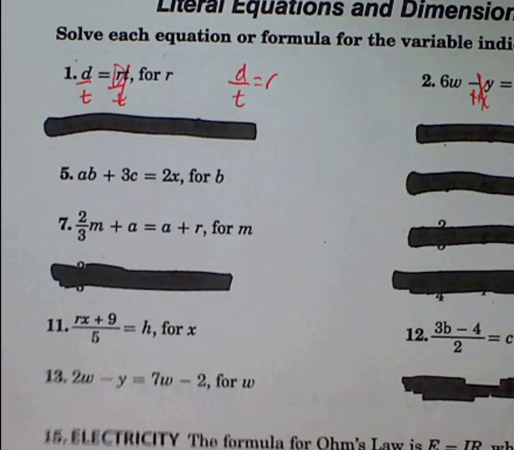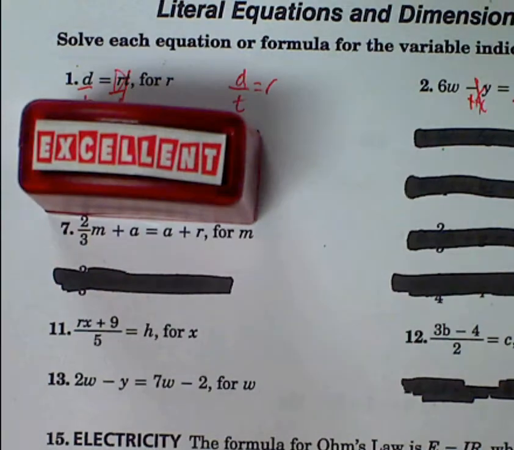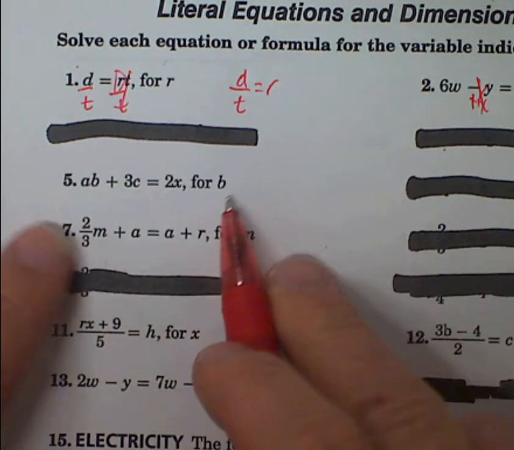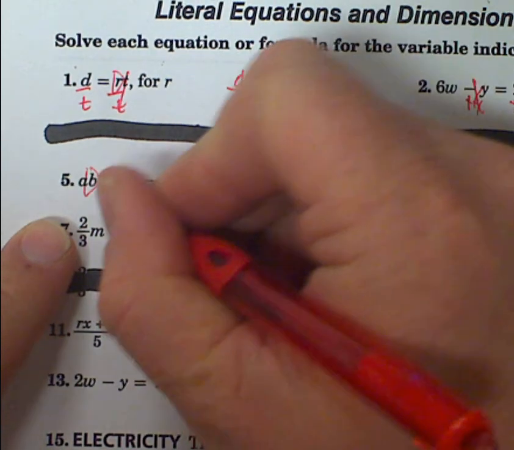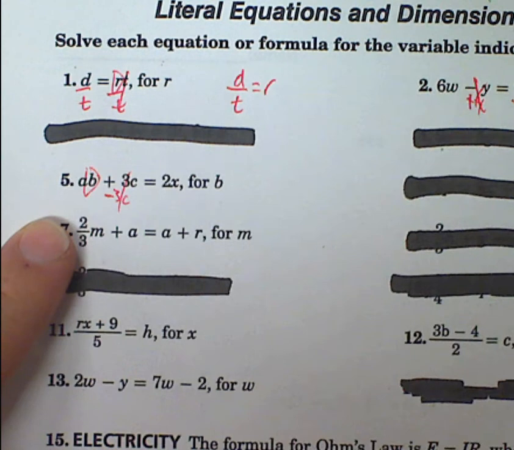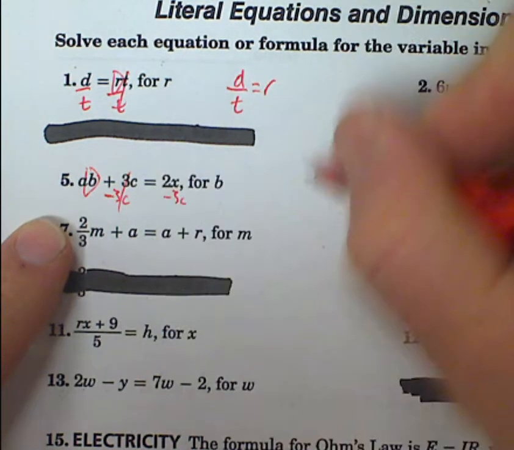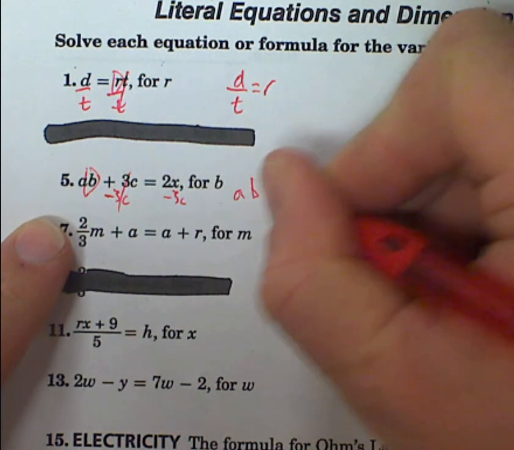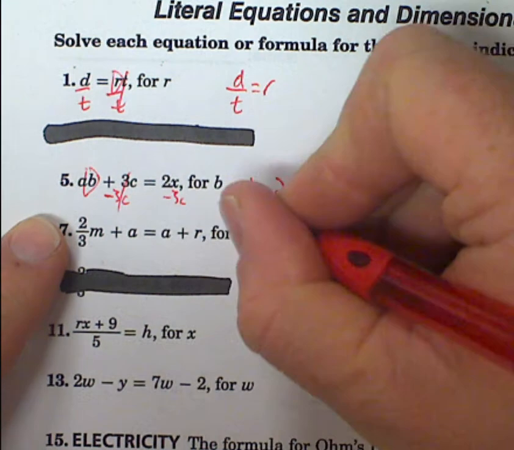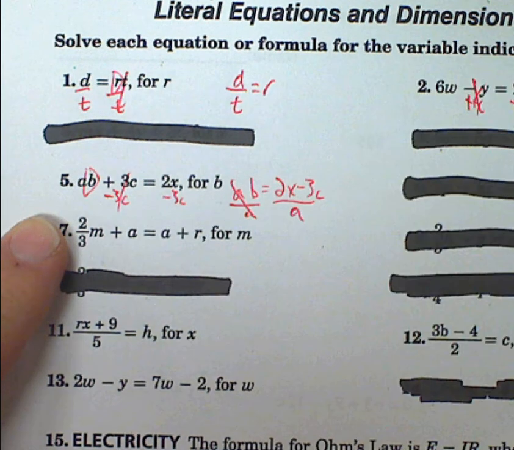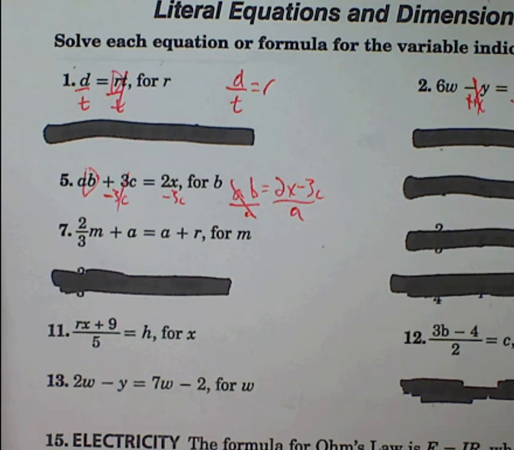Number 5, go ahead and pause the video and try. I need to get b by itself. So I'm going to get rid of what's not attached. I'm going to get rid of the 3c, minus 3c. So I got ab equals 2x minus 3c. I need to divide by a to get rid of a, and that is my answer.